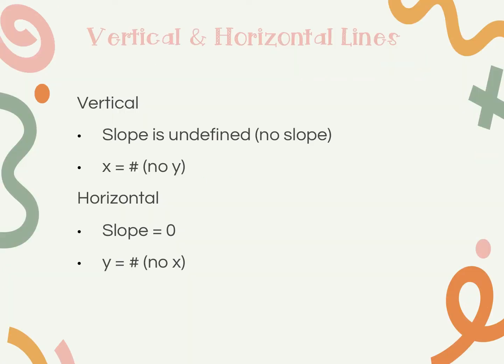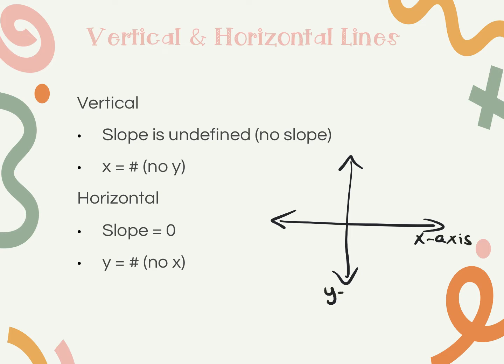Okay, next, vertical and horizontal lines. Whenever the line is vertical, the slope is undefined. It has no slope to it. If you think about it, when you have a graph, let me quickly sketch a coordinate plane here. This is my x-axis. This is my y-axis. And let me add some little markings here and here. Let's say I graphed a vertical line through the 3. This graph would be x equals 3.